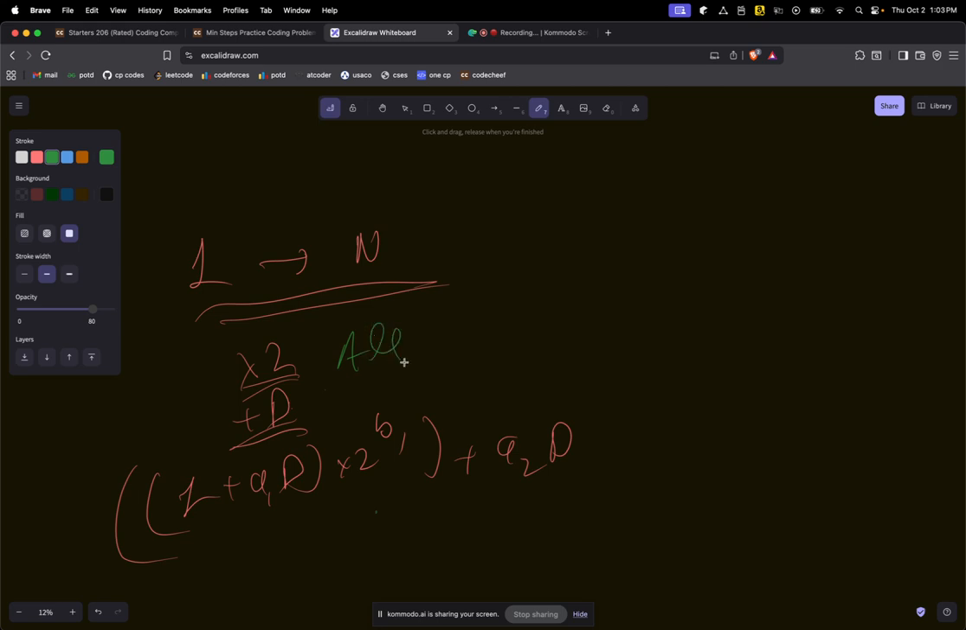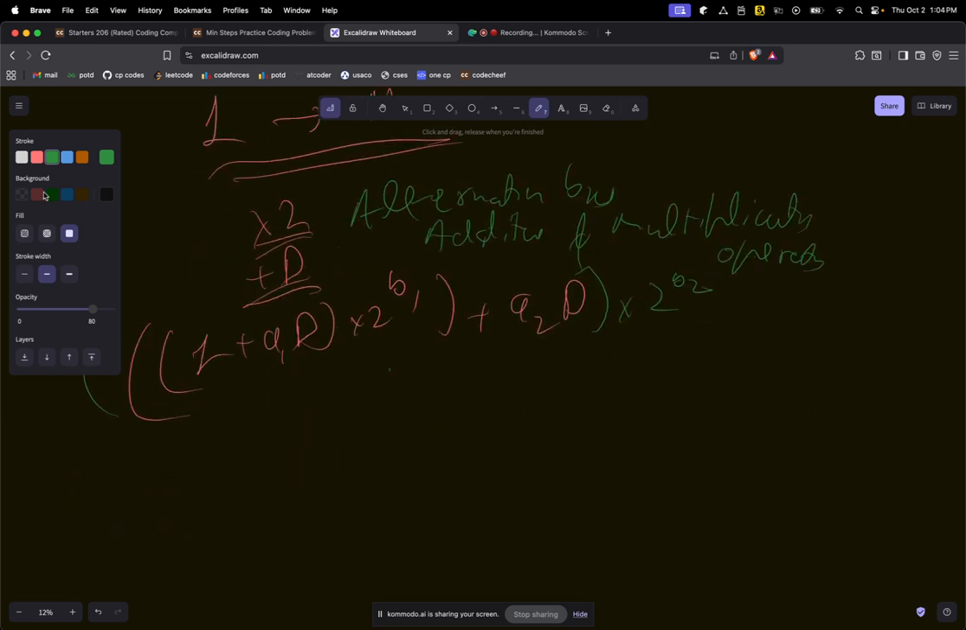alternating between addition and multiplication operations, right? So plus a2d times 2^b2 and so on. So what would this actually reduce to if I want to solve this? I tried doing this during the contest, but it got a bit messy for me, and I thought, okay, the solution still didn't come out of this, but it came out of this. So yeah, a bit unlucky on my part, but that's fine.